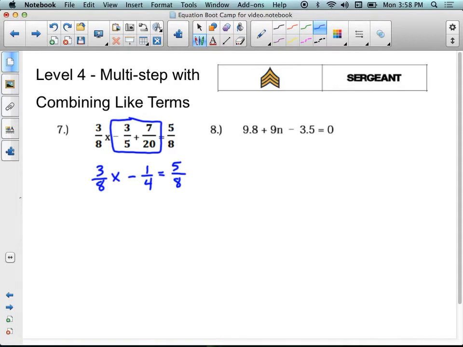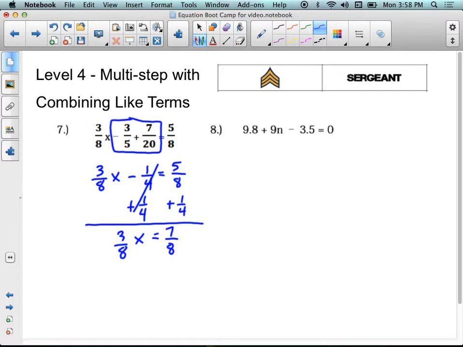Now I have a two-step equation. Yes, it has fractions, but that's not a big deal. I'm going to add or subtract in order to eliminate the constant term. So in this case, I'm going to add 1/4 to both sides. So I'm going to say 1/4 plus 5/8, and that gives me 7/8 on the right-hand side. So I've got 3/8 times x equals 7/8.